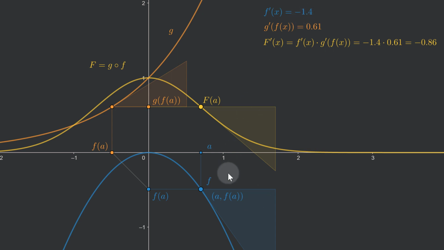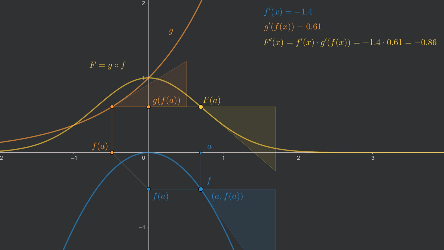The slope of negative 1.4 fits to this tangent, the slope of 0.61 fits to this tangent, and the slope of negative 0.86, which is the product of those two, fits with what we see at this tangent here. So in very short terms, what the chain rule basically says is that this slope is given by the product of that slope and that slope.